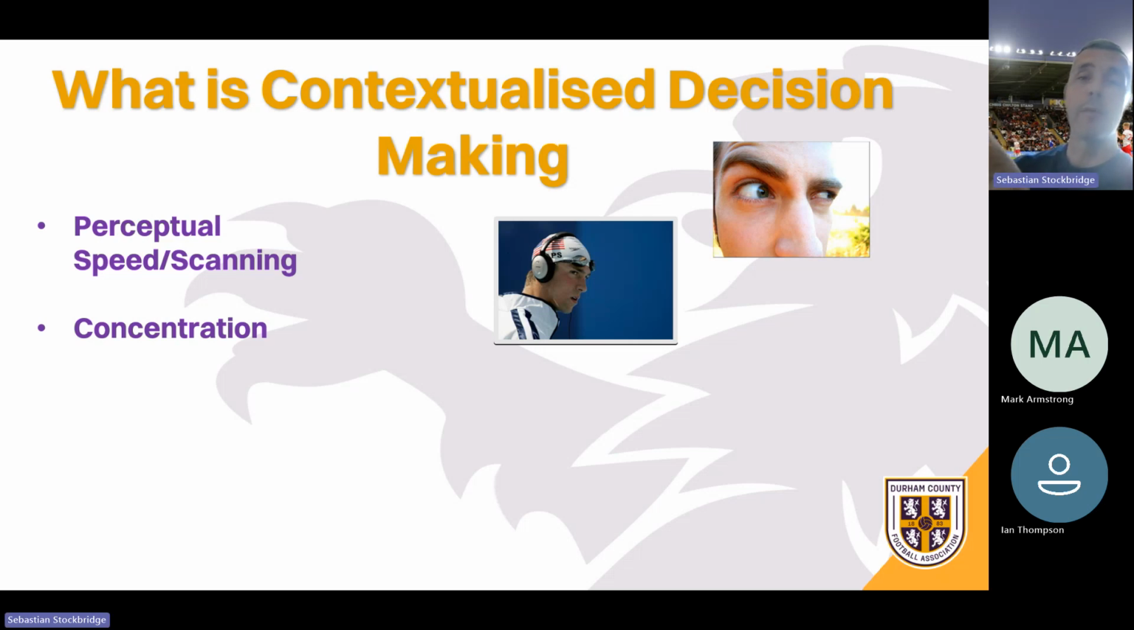Like I say, in that example of the defender with the ball, there's no one near him. You're scanning, you're looking, but you can drop your concentration a little bit because there's no threat, there's no risk. And that's what we're looking at on that one.